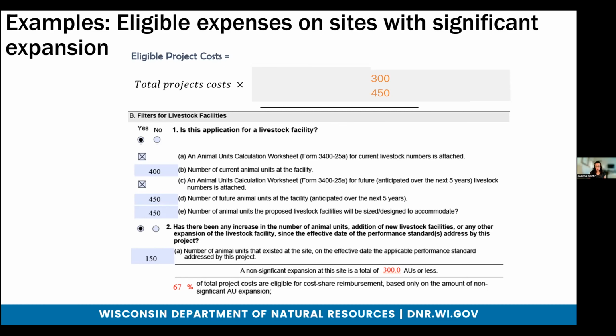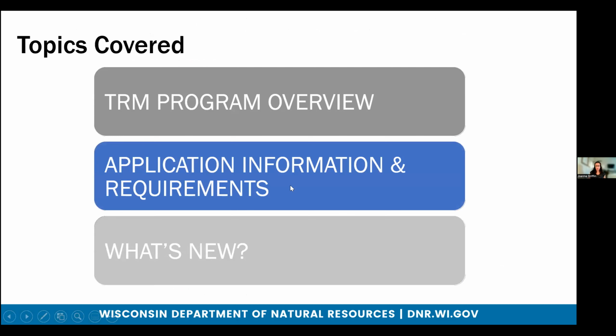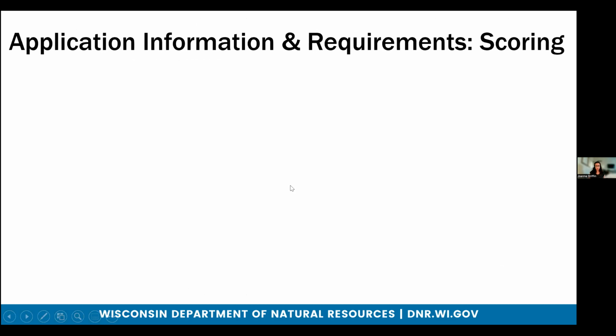All right, let's go on to the next topic. So we did the overview, and now we're going to talk about application information and requirements. I do get many questions on scoring, so I'm going to go over how we score our grants a little bit. The details are provided in the instructions, so it'll be much more detailed if you read the instructions and all the different sections.